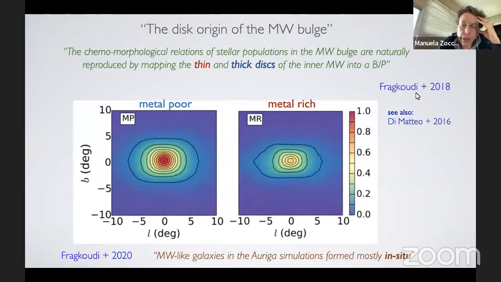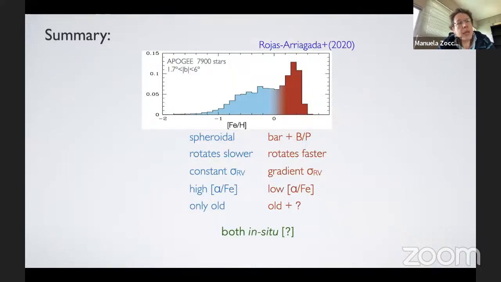Other groups from completely different models, Francesca Fragkoudi and Paola Di Matteo, find the same result. The metal poor comes out a bit rounder than the metal rich, but they are both formed in situ. So in other words, we do have two components, but we cannot conclude yet that the spheroidal component formed as a classical bulge from merging of external fragments. Maybe it might. I think we cannot exclude that, but it could also form in situ.